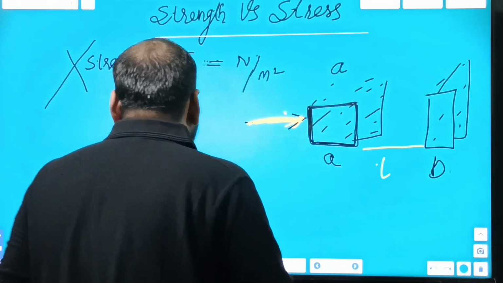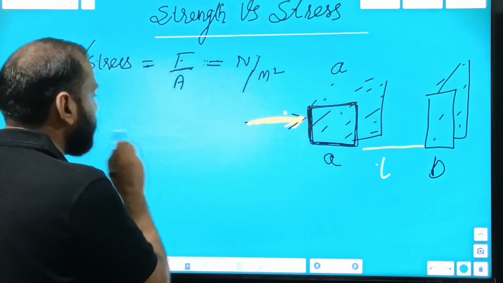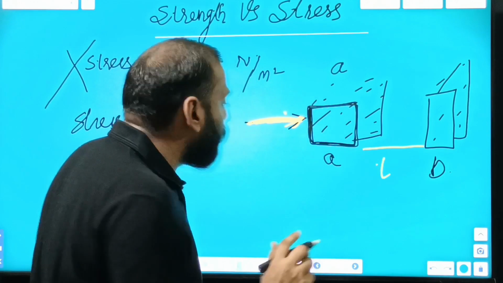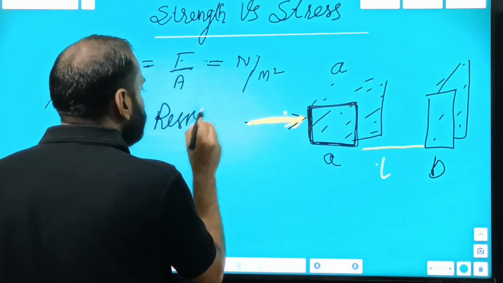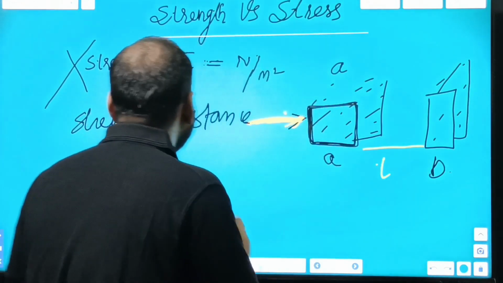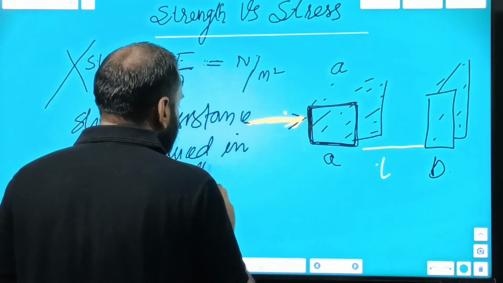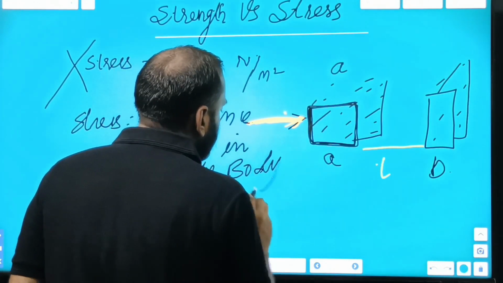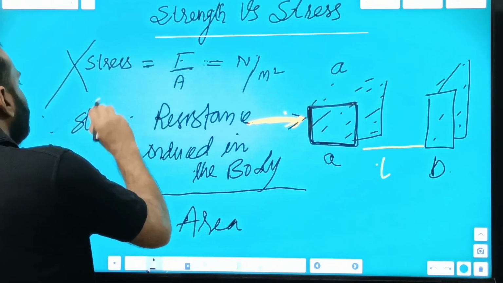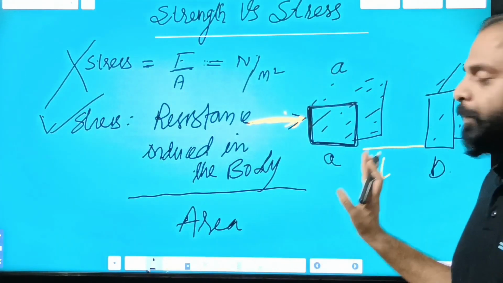Clear? So what is the proper definition of stress? Stress is the ratio of resistance induced in the body, resistance, please note it down. Definitely, if you answer like this, you will get selected. Resistance induced in the body by area. Now, this is the proper definition of stress. Clear?